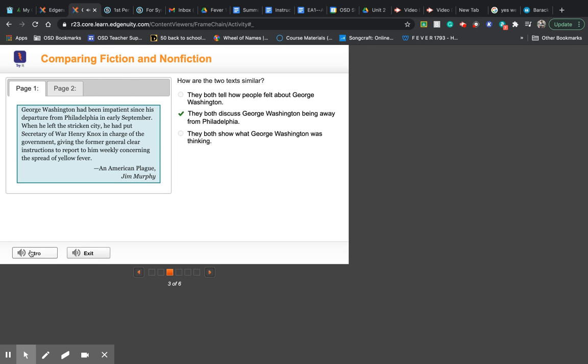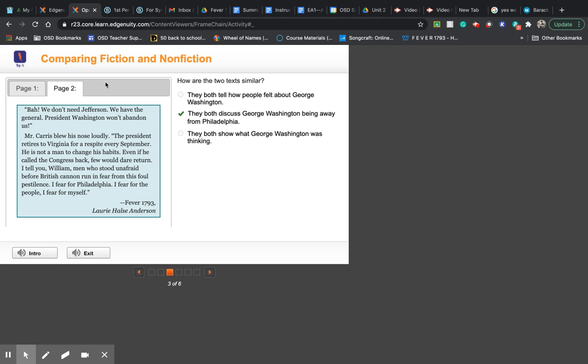Read both passages, then identify how the two texts are similar. Both texts discuss George Washington being away from Philadelphia, but in different ways.